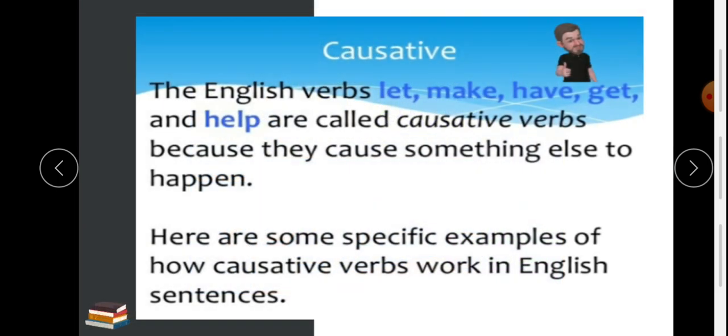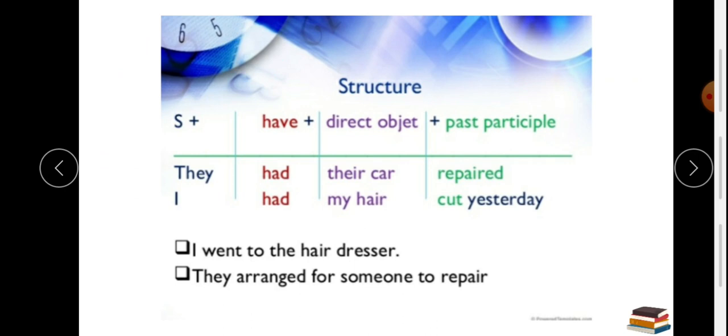So, the causative structure is going to use the verb let, the verb make, the verb have, the verb get, and the verb help. Remember, when we talk about causative verbs, the causative structure, this is going to be something that is going to cause somebody else to do something for you. And that's what we are going to be having as examples here.